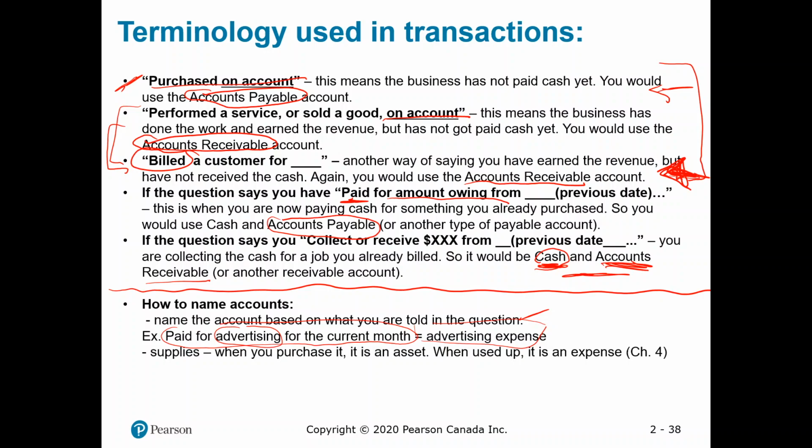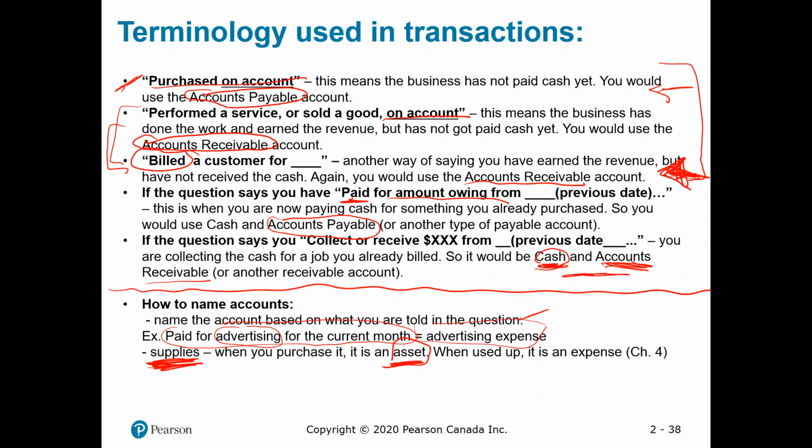And one thing to note, and it goes through this in the textbook, is supplies. So supplies is kind of a tricky one. But hopefully this explanation will make sense. When you first purchase supplies, it is an asset to you. You get it, you put it in the cupboard, and you're waiting to use it. So it has a future benefit, which means supplies is an asset.